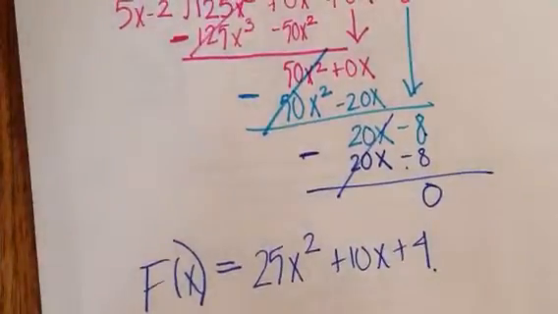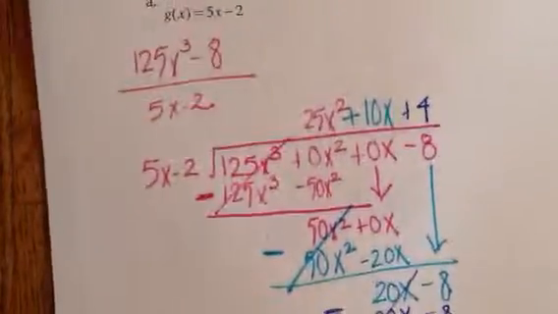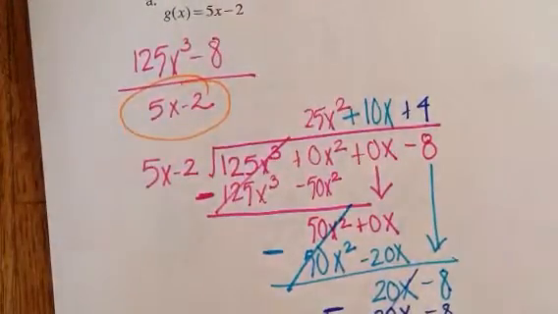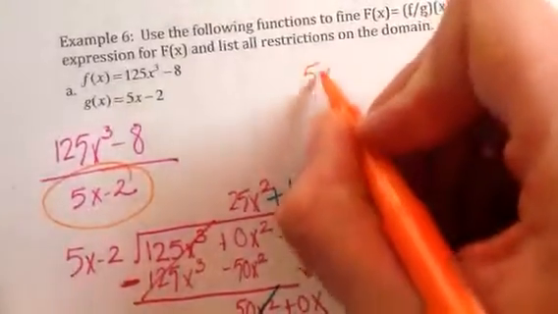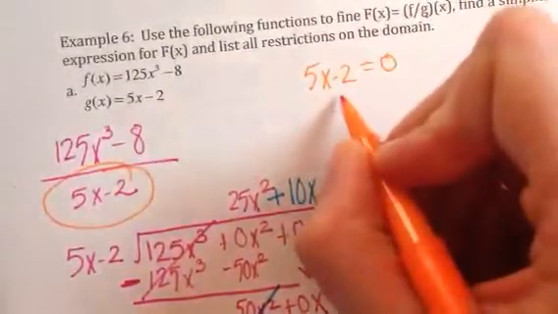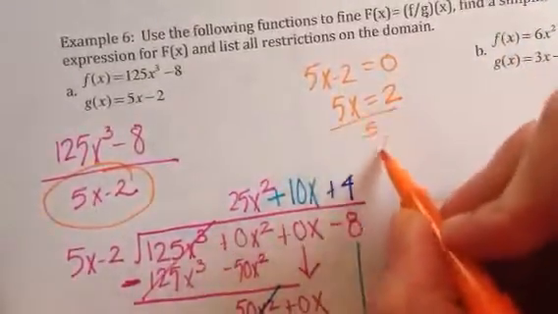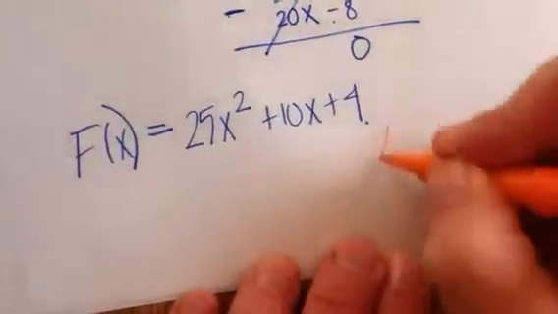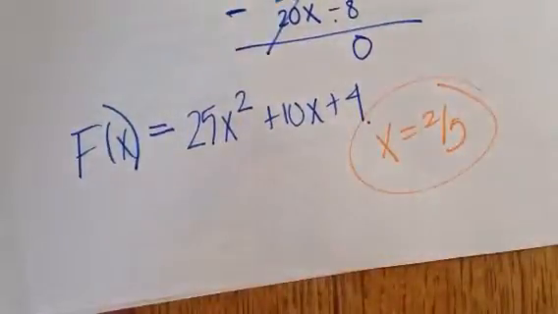And then it says list restrictions on the domain. So if we look back here in the original, if I have a fraction, my domain is what I can't divide by. And I know I can't divide by 0. So where does 5x minus 2 equal 0? Add 2 over, 5x equals 2, divide by 5, x equals 2/5. So my restriction would be that x cannot equal 2/5. Because if it is 2/5, then I get a 0 in the denominator and I can't divide by 0.